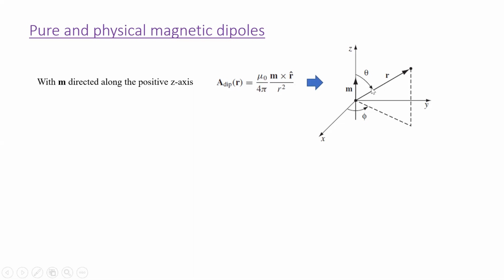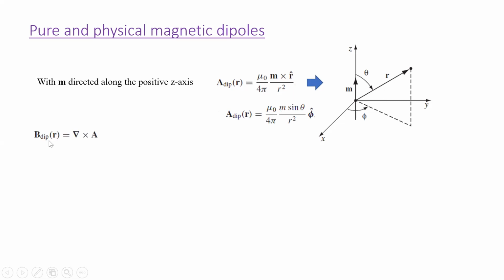We're in spherical coordinates. So we just get mu naught I over 4 pi times the length of m times the length of r hat, which is 1, times the sine of the angle between them, but that's the sine of the polar angle, over r squared. And then m cross r, if you use the right-hand rule, points in the phi hat direction. Okay, so this is in the spherical coordinate system. Now we have the vector potential of a dipole.